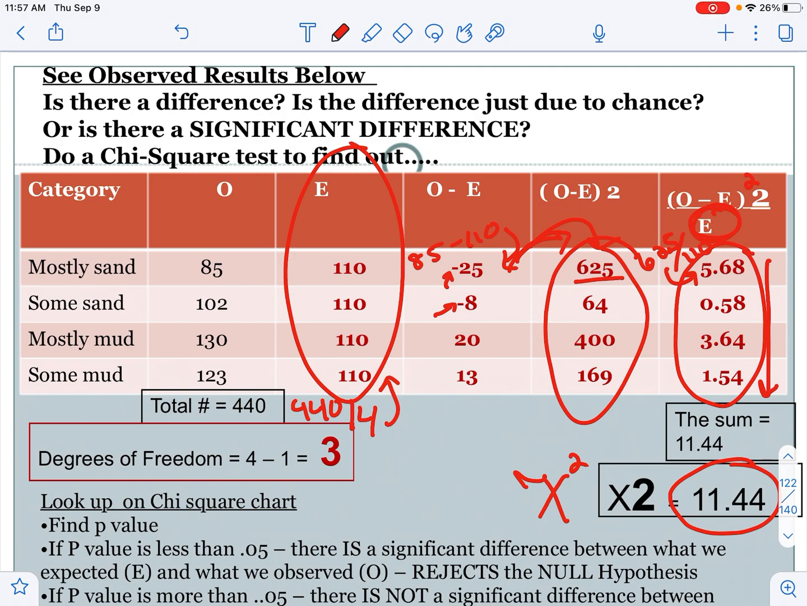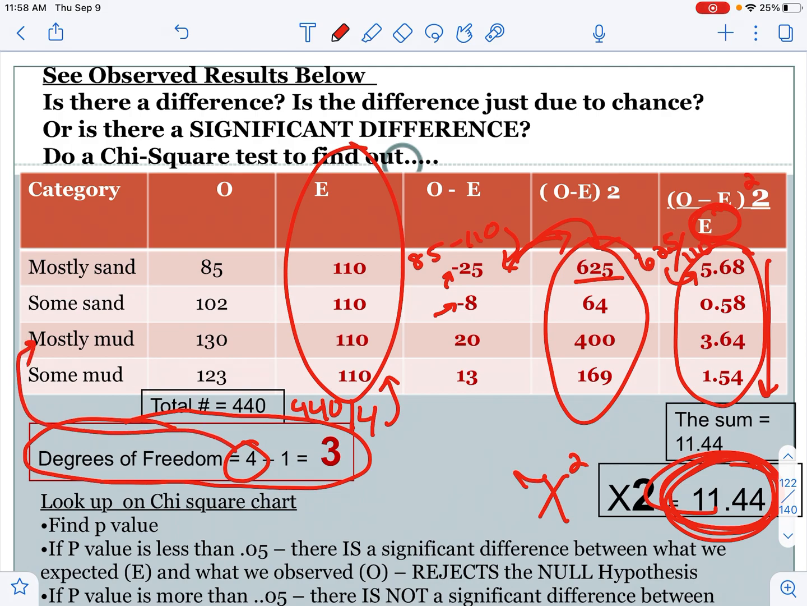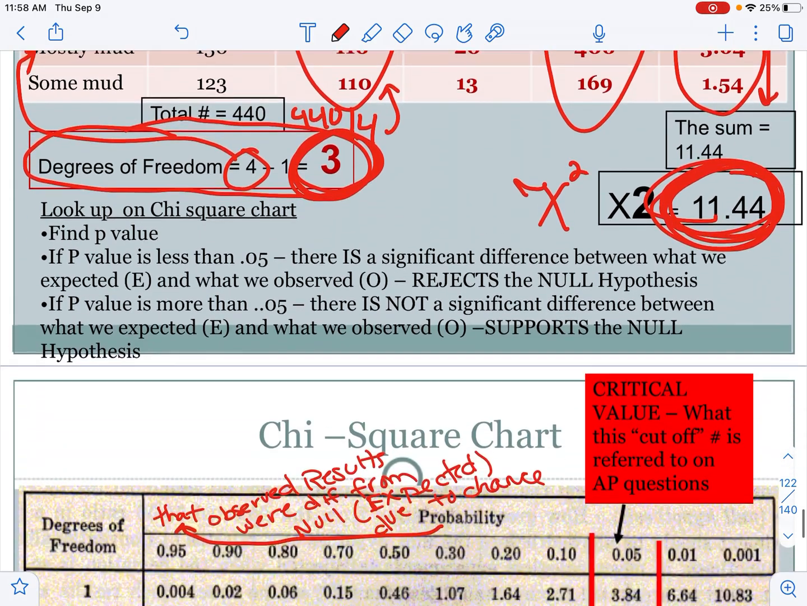All right. So now we just need to look up that number on the chart to see if it's different or not. Okay. So to look it up on the chart, we need our chi-square number that we calculated here. But we also need the degrees of freedom. And remember, the degrees of freedom is the number of categories you have minus 1. And since we had 4 categories here, the degrees of freedom is 3. So we need 3 and 11.44, and we're going to look that up on the chart.